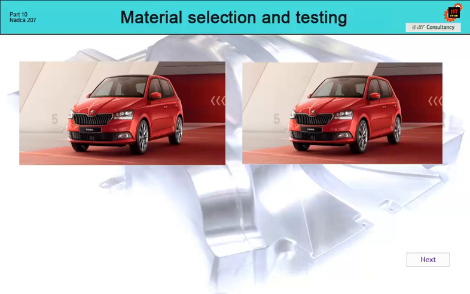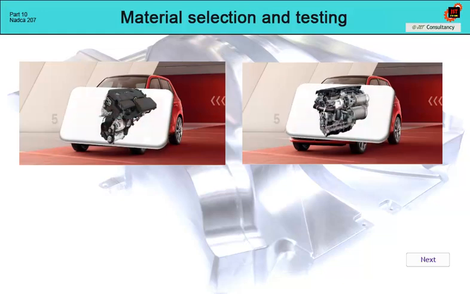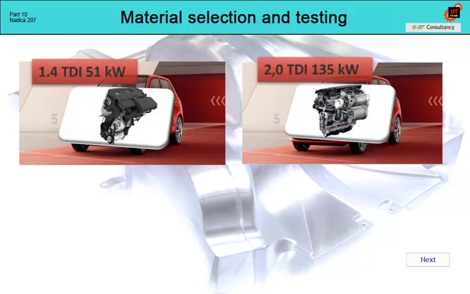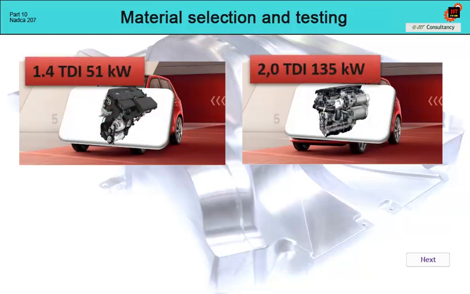Let's imagine that we have two completely identical Skoda Fabia cars. From the outside, there is no difference between them. However, if we open the hood, we will find that each car has a completely different engine. One with an output of 51 kilowatts, the other with an output of 135 kilowatts. In terms of driving characteristics, these are two completely different cars, and the price will also differ accordingly.